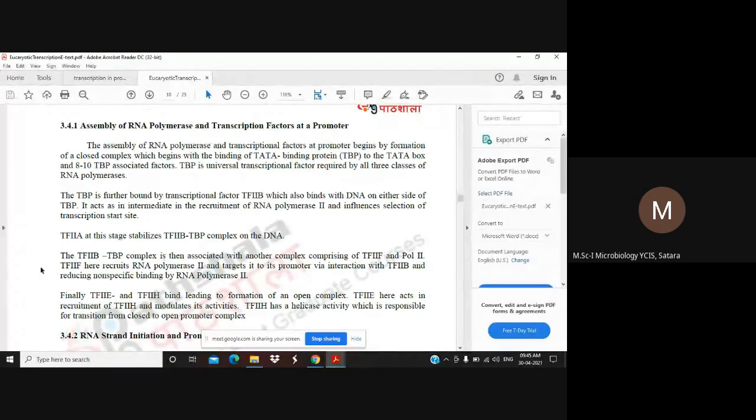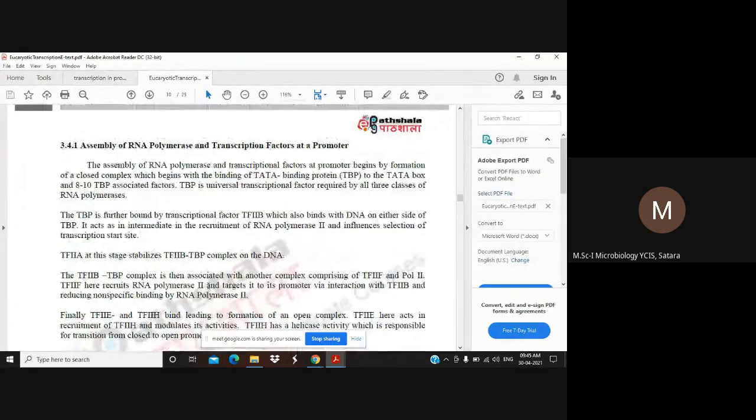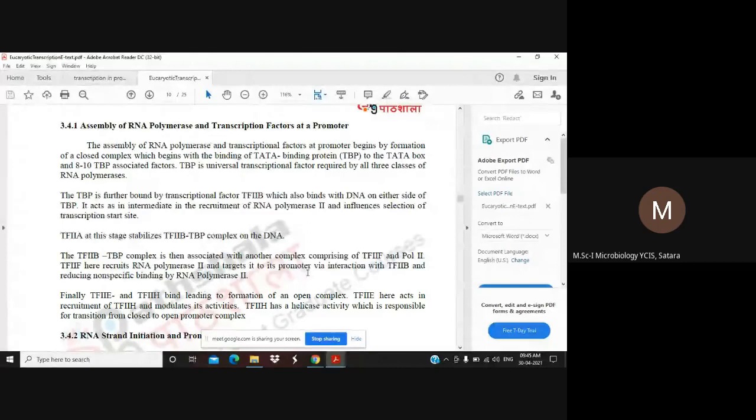Which is the second factor to bind? TF2D. Not TF2D, what did I say? TF2D means TBP. TF2D is an association of TBP and TBP associated factors. The combination of both of these is TF2D. So after that there is the binding of TF2B.